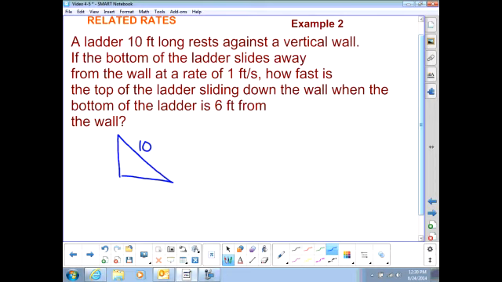Now we need to pick some variables for other parts. Maybe let's call them x and call them y. We want to know how fast is the top of the ladder sliding down the wall. Well, that would be dx/dt because we want to know the rate at which length x is changing. Okay, and I just picked x randomly as a variable there and y is the base. You could pick any variables.